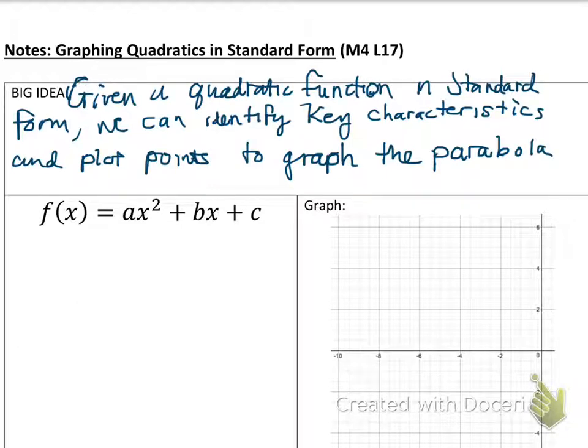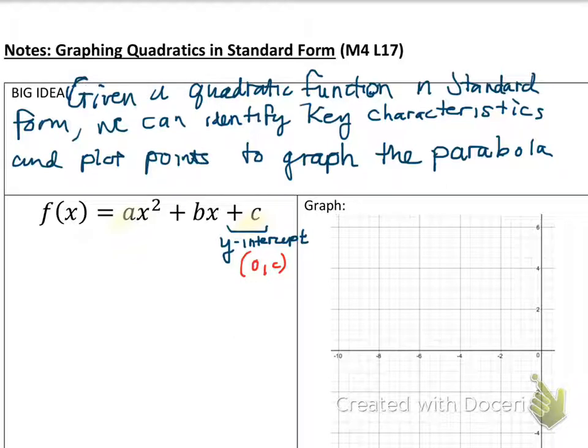So before we get into an example, let's just review what characteristics of the graph are automatically visible. First of all, our c value, we know this will be our y-intercept at the point (0, c). And then the next thing that is going to be jumping out at us is what's going on with our a value. And that's telling us a couple of things.